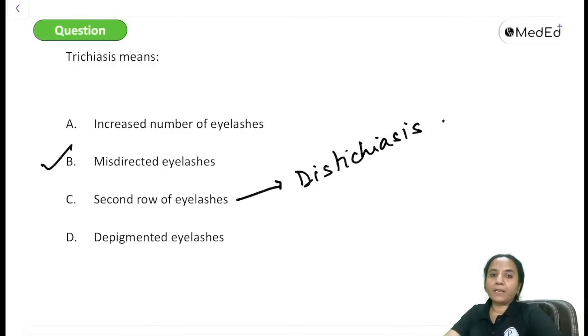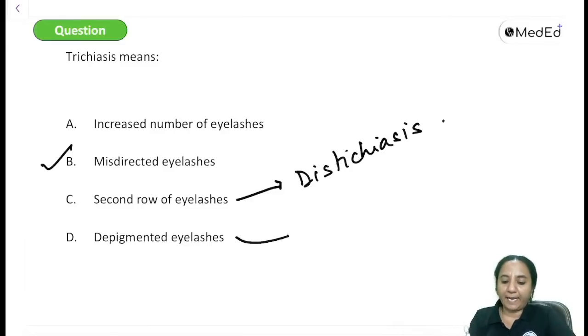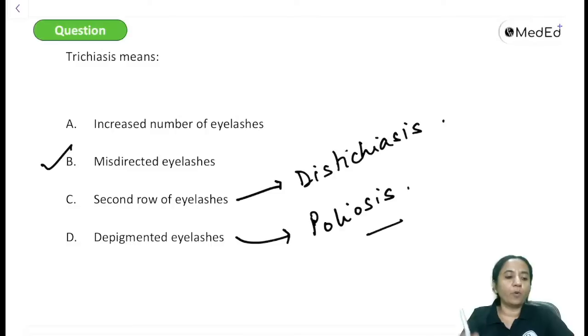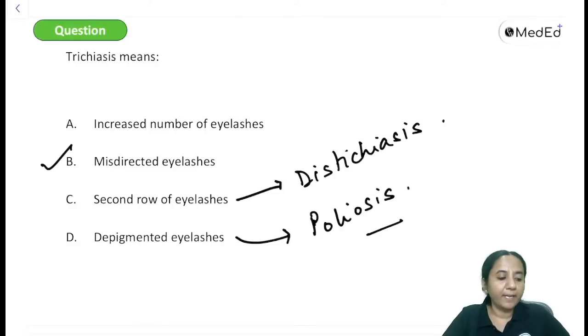And what are depigmented eyelashes called? Depigmented eyelashes, this is called poliosis. Depigmented eyelashes is poliosis.